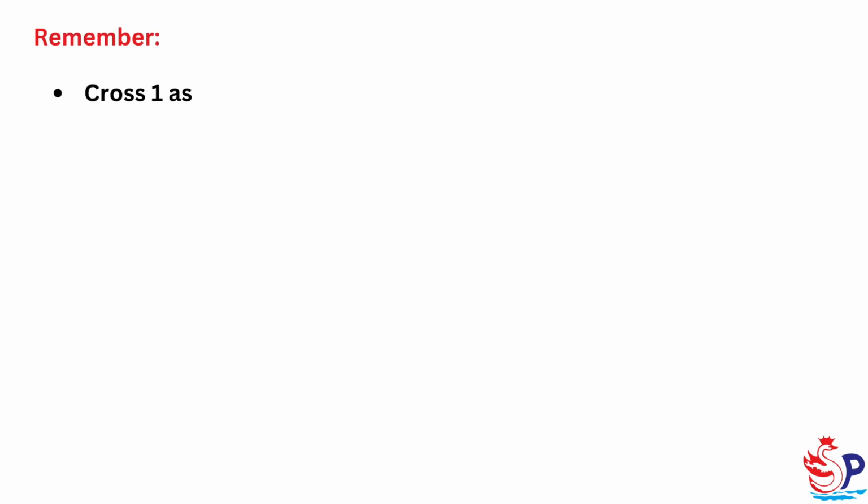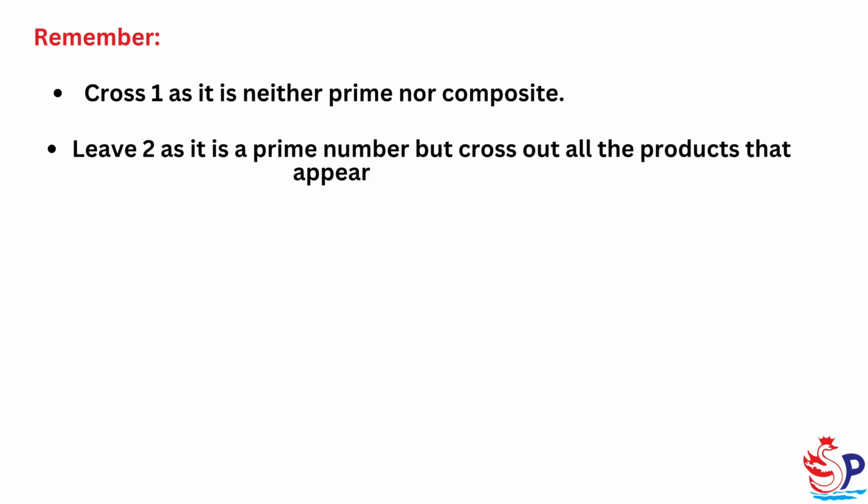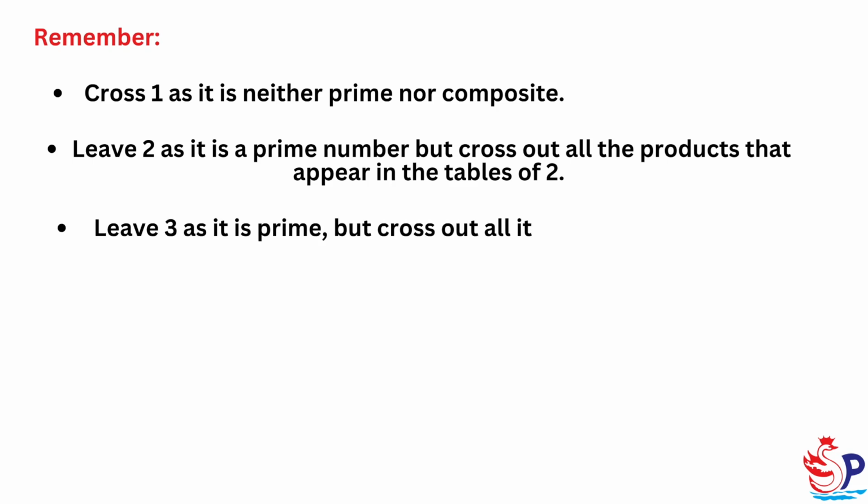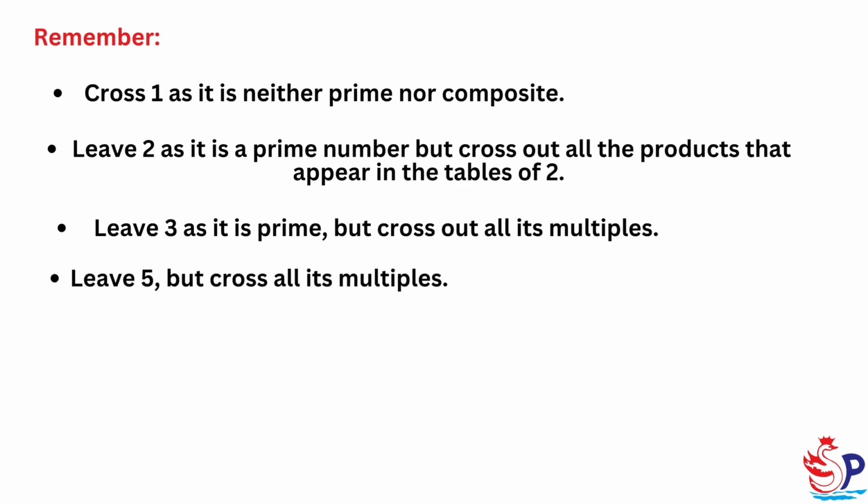Remember, cross 1 as it is neither prime nor composite. Leave 2 as it is a prime number but cross out all the products that appear in the table of 2. Leave 3 as it is prime, but cross out all its multiples. Leave 5, but cross all its multiples. Leave 7, but cross all its multiples.